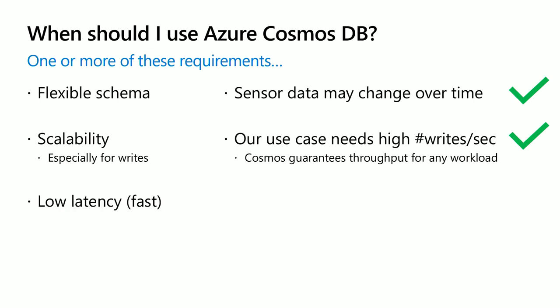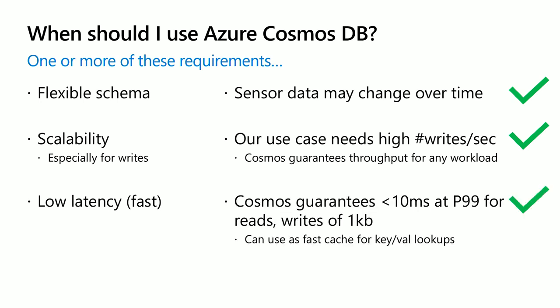Okay. Next one is, do you want it to be fast? Now, every database service is going to say that they're a really fast database, but Cosmos DB is actually the only database service in Azure, as well as along all the other cloud providers, to offer an SLA on latency. So we guarantee for any reads and writes of a 1 KB document, so a JSON document with about 10 properties or so, that it'll finish in less than 10 milliseconds at P99.